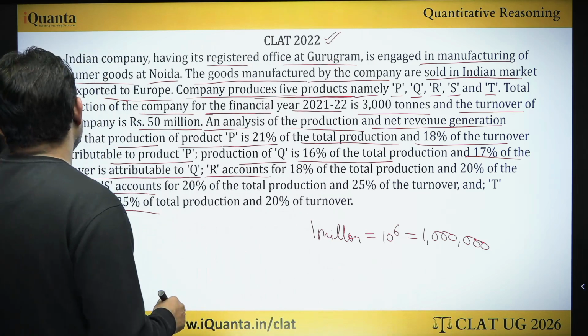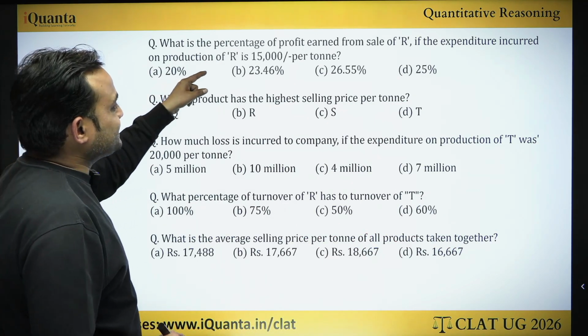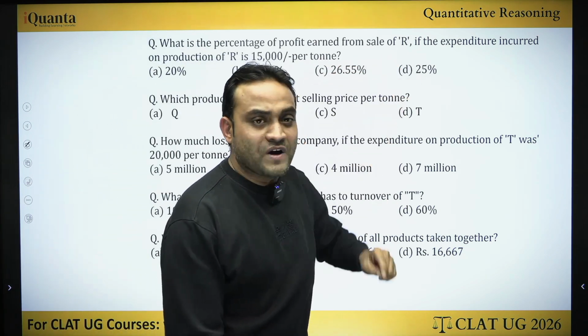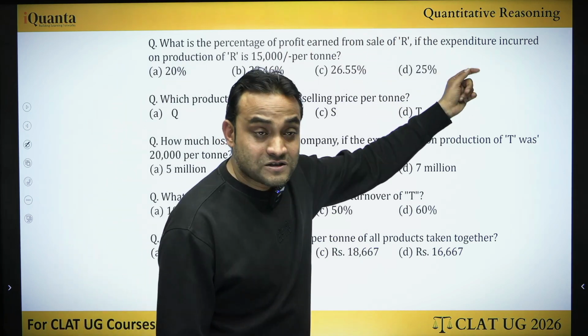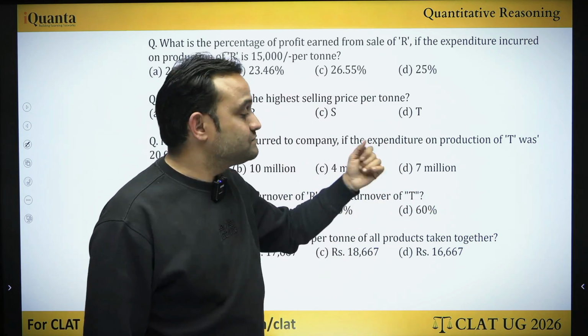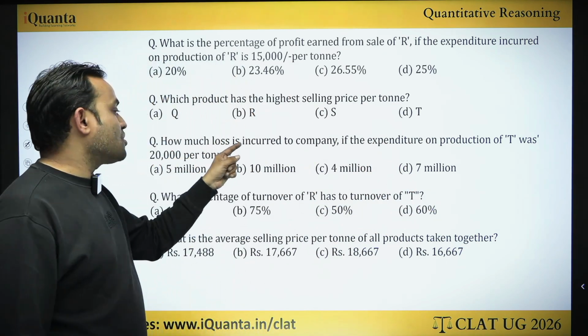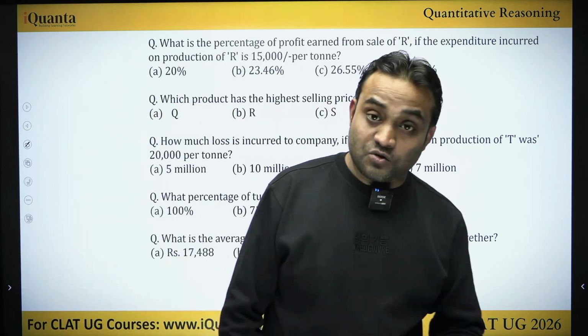So let's check the questions. Question first says, what is the percentage of profit earned from sale of R if expenditure? So selling price, cost price, right? Which product has the highest selling price? How much loss is incurred to the company? We need to find the loss. We need to find the total turnover for T.